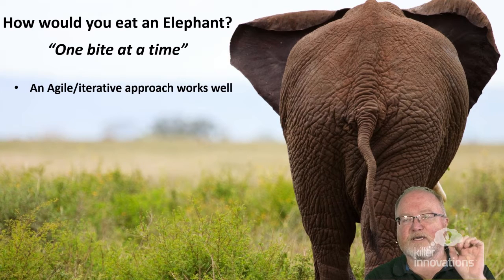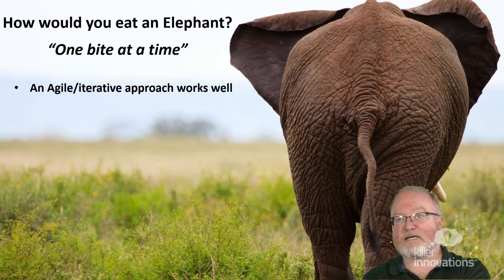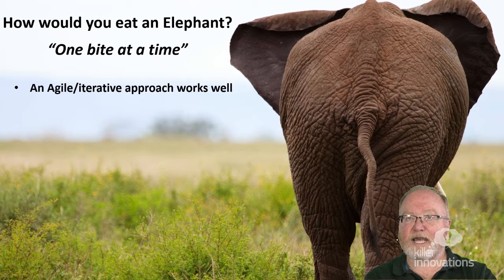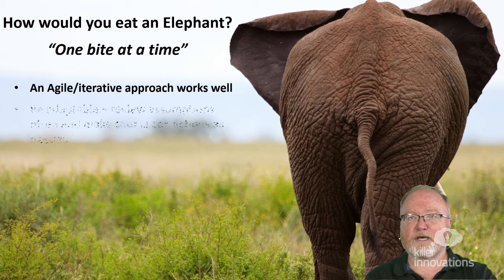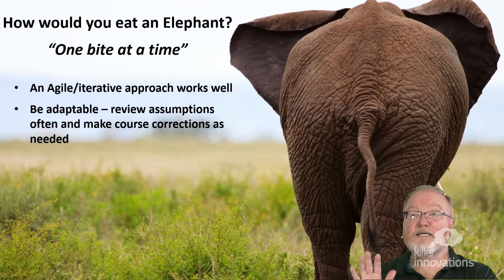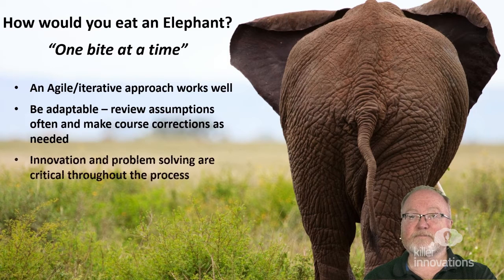You're going to find out things. You're going to take maybe a step back, to the very beginning, and restart. You've got to get comfortable, but an agile, iterative approach works best. But you need to be adaptable. You need to review your assumptions often, and you need to make course corrections as needed. You're going to learn things. Again, you don't know the path from point A to point B. There may be 25 steps in between that you didn't know of when you started, and that's fine. That's what's expected when it comes to execution of an idea.